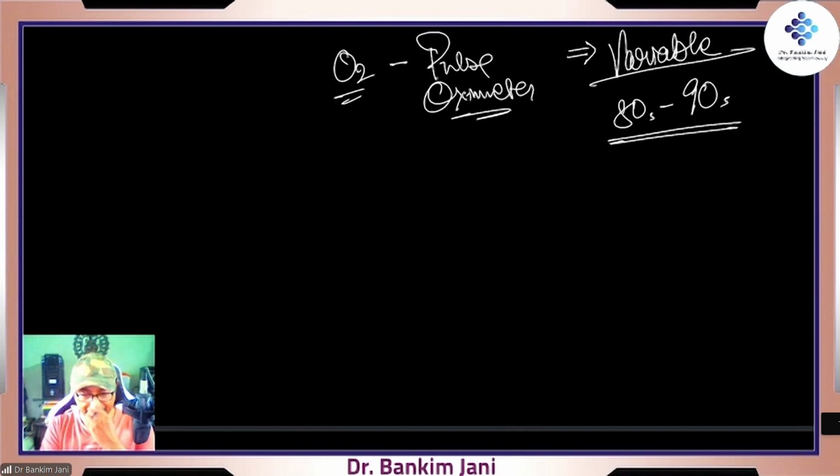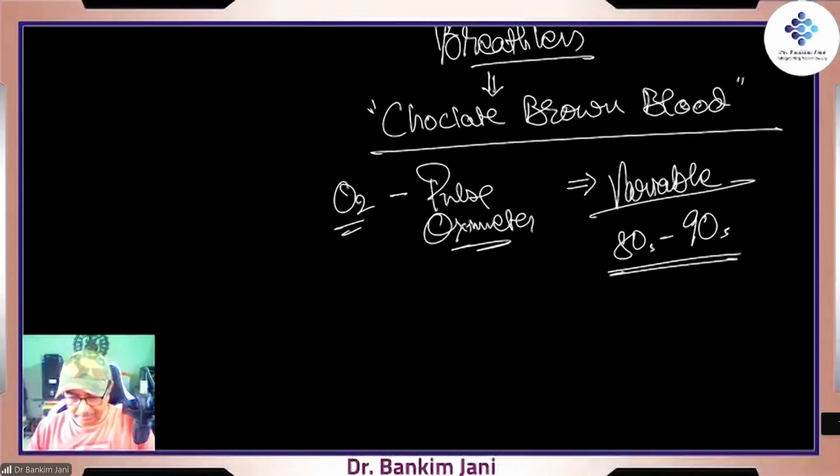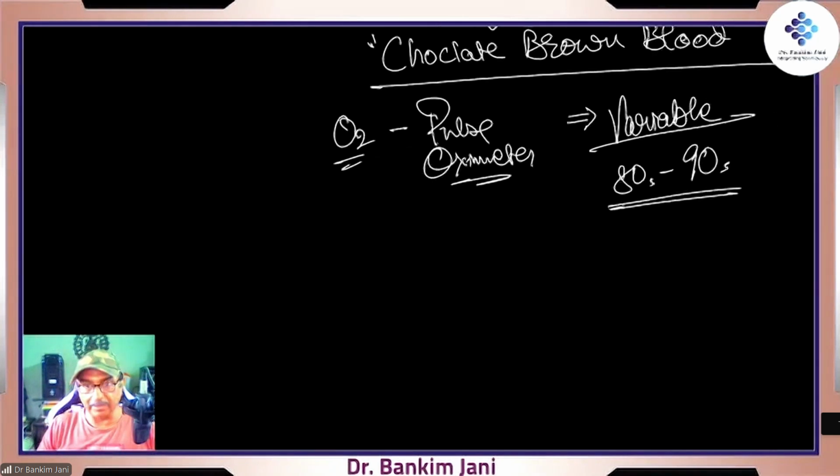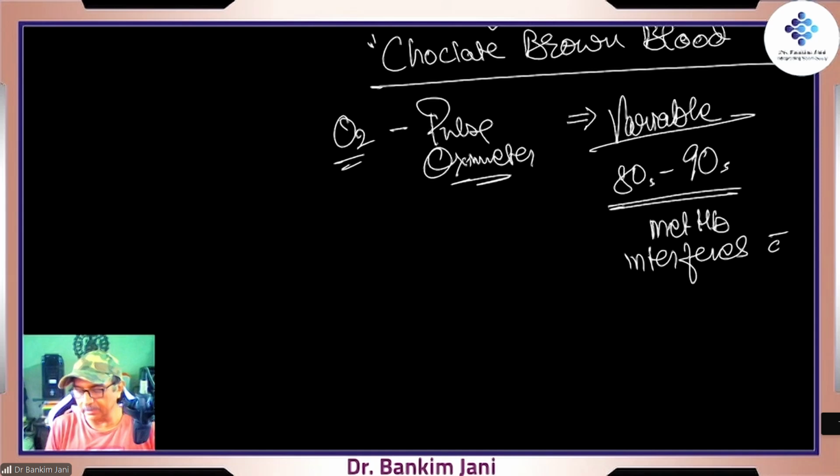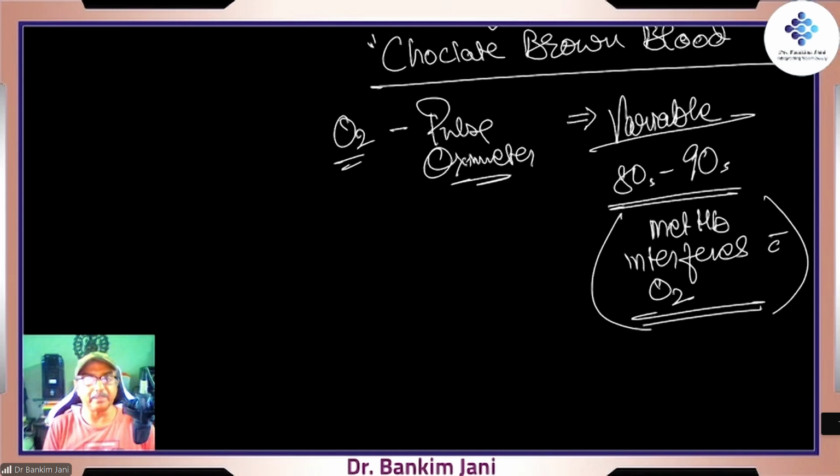So the scenario which I'm giving is how it applies. And why is this variable? Because methemoglobin interferes with the normal hemoglobin, so the reading keeps on fluctuating.